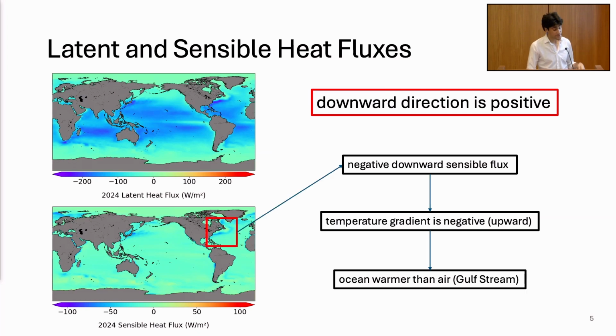If we go over to sensible heat flux and move into our region of the eastern United States, we can again see a negative sensible heat flux, which implies that the temperature gradient is stronger at the sea, so the ocean is warmer than the atmosphere. That can be physically interpreted as the Gulf Stream, which you can see plotted here just by using sensible heat. So it's very cool and interesting, and it's important that we understand directionality moving forward.